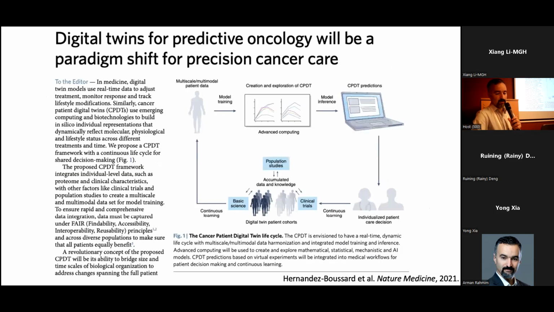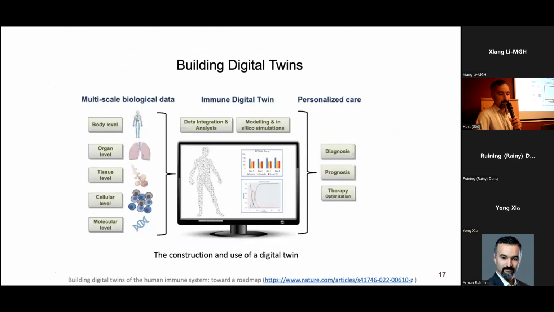So here's a nice article in Nature Medicine that you may want to check out. Digital twins for predictive oncology will be a paradigm shift for precision cancer care. There's movement in this space, and the concept of virtual physiological blueprints for patients and twins for patients. So some papers are starting to refer to this. So here's just one example. This is for immune digital twins, but the concepts are general.